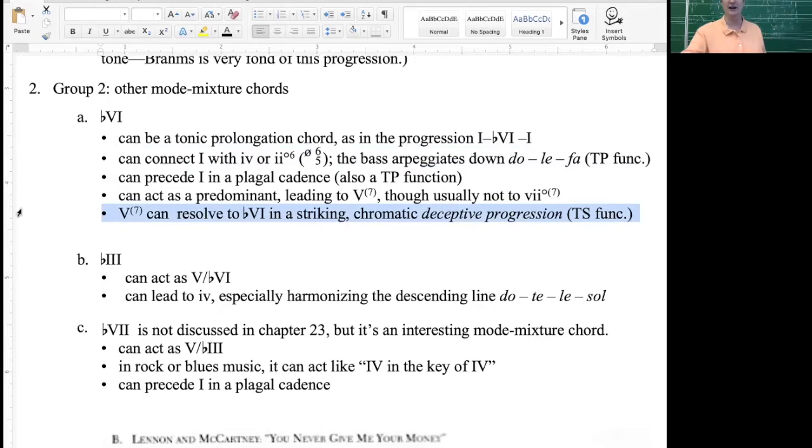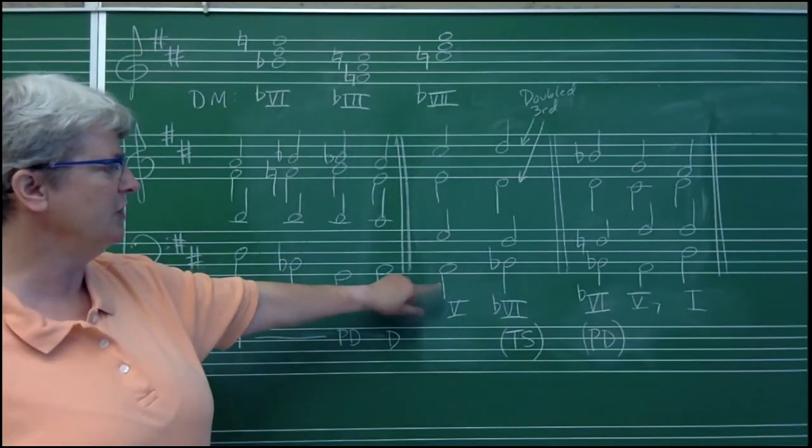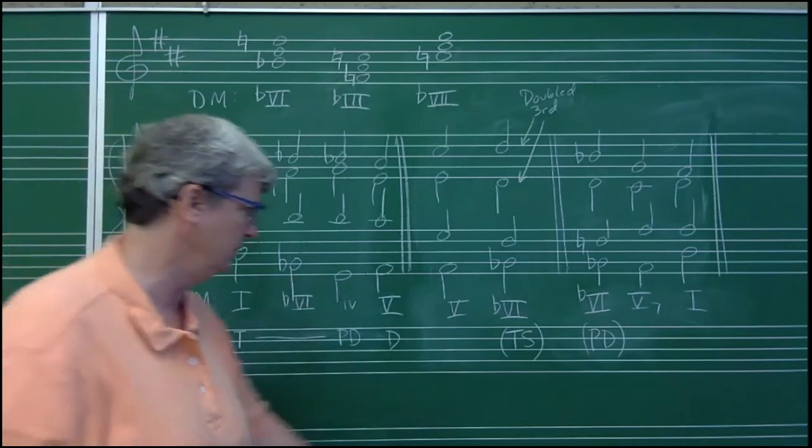Let's see voice leading examples of these two things. First, here's the second one that I mentioned, the tonic substitute. We have a 5/7 chord.